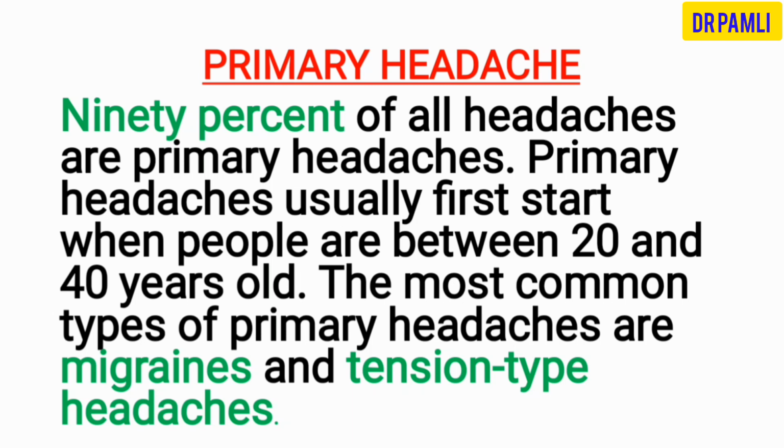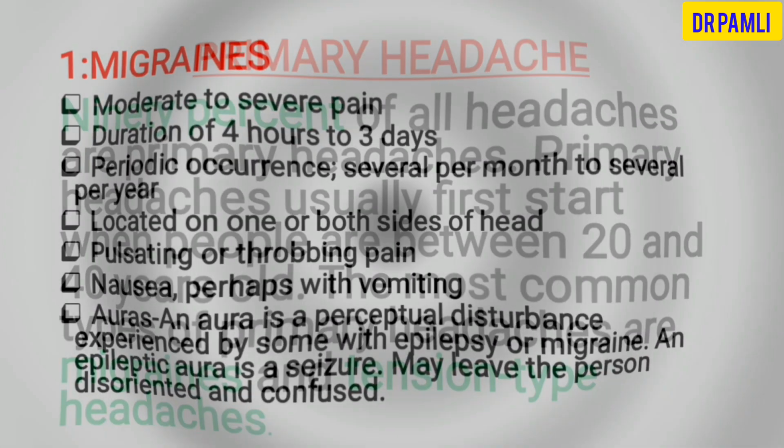Now, primary headaches: 99% of headaches are primary headaches. Primary headaches usually first start when people are between 20 and 40 years old. The most common types of primary headaches are migraine and tension types of headache.